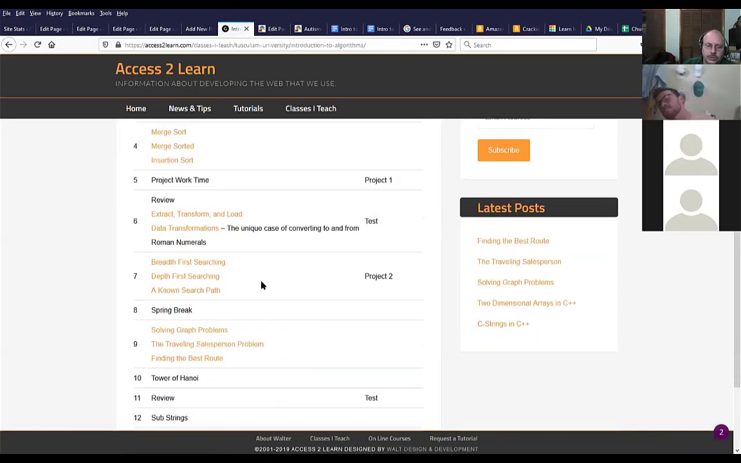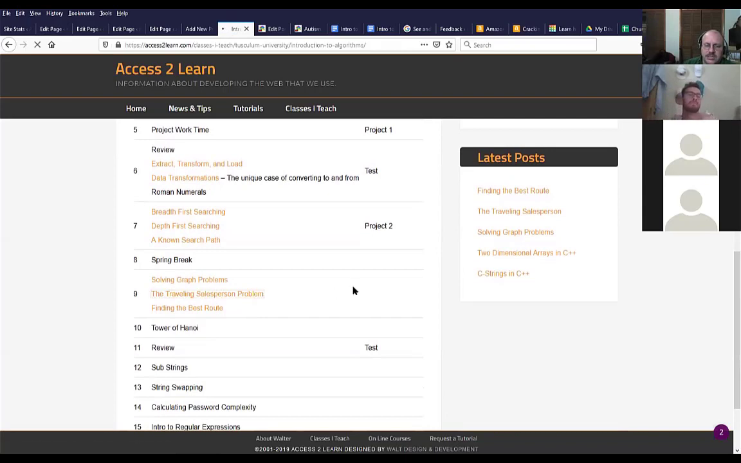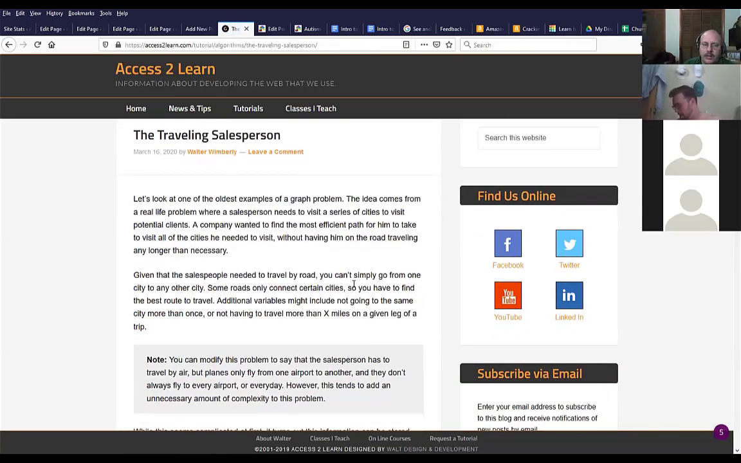So let's look at two common problems that we see. And the first one's one that I saw, probably the first one that I saw as far as a graph type problem. And that was known as a traveling salesperson. So the idea came out of, and this was actually a real world problem, a company that needed to send a person out to go visit a series of cities. And they said, we want to find the most efficient route for him to go on his sales path.